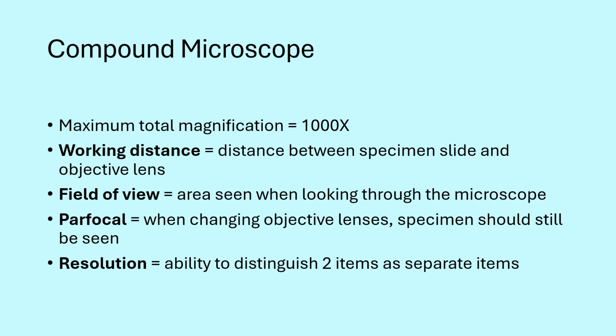Resolution just means that when you're looking through the microscope and you see two items, you see them as two distinct items. Sometimes as you increase magnification, you're going to notice when two things are right close to each other. Do you see them as two separate items or not? That's what we're referring to with resolution.